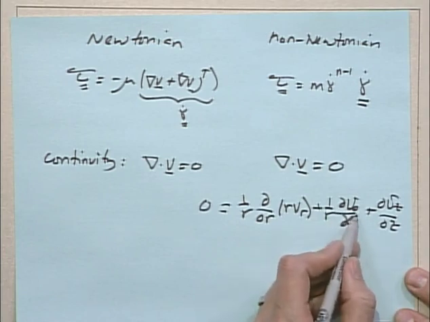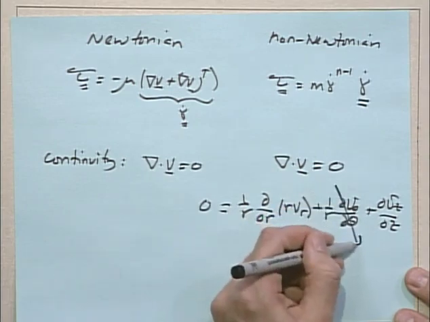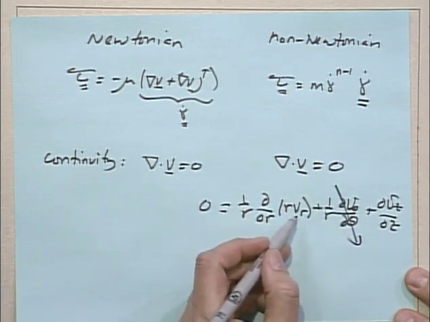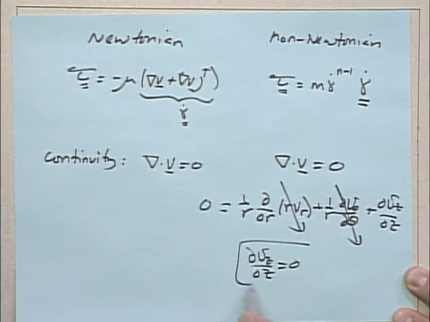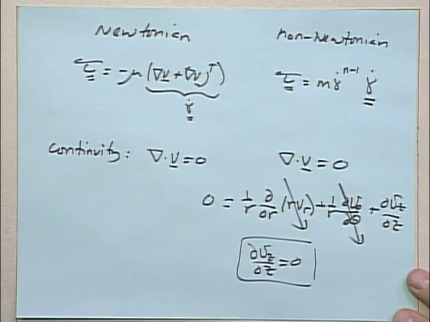Is there a V theta? No. Right? No V theta. Is there a Vr? No. So this one turns out to tell us exactly what David said: dVz dz is 0. The flow does not vary in the z direction. So far, this is exactly the same as what would have happened for the Newtonian case.